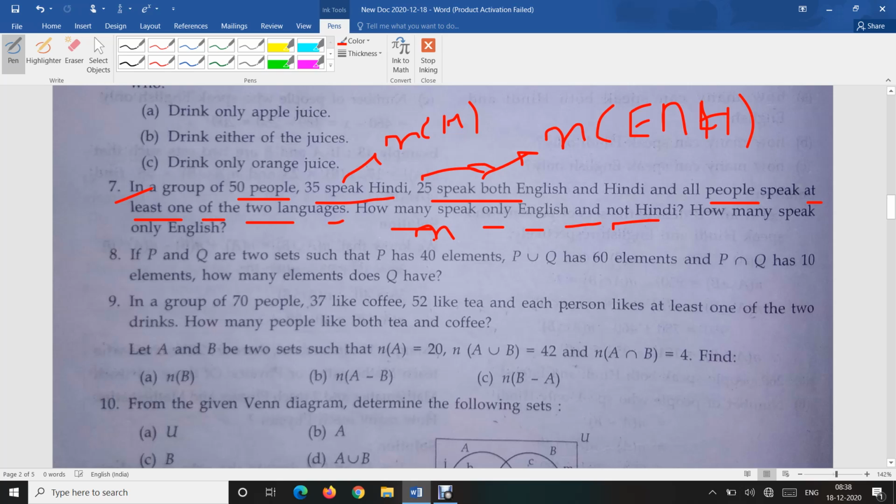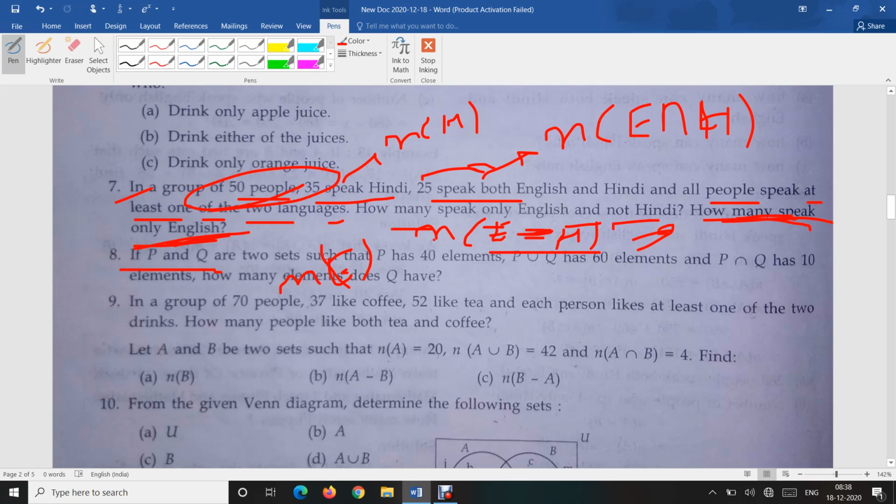Simply you have to find only English, for which n of E minus H. How many speak only English? This is the same, n of E minus H, and this is the union portion, so you can find that easily. First of all here you have to find n of E for those who speak English. After that you can solve this question further.